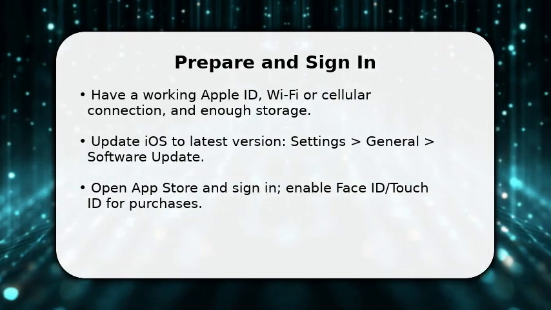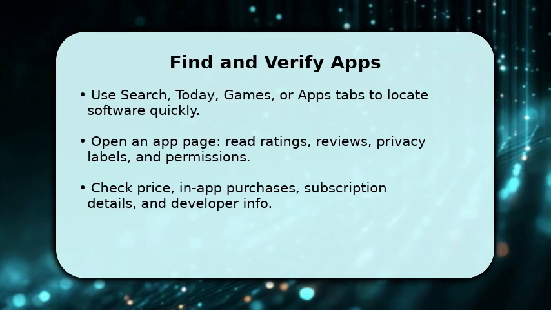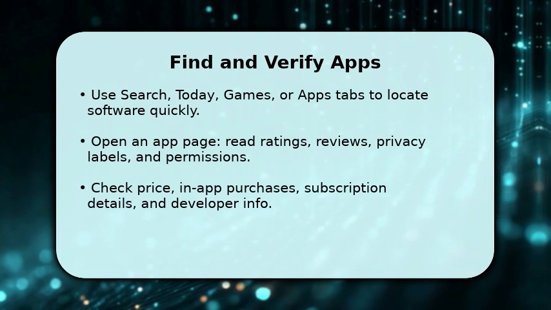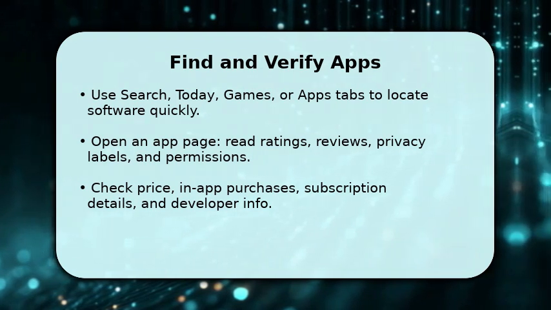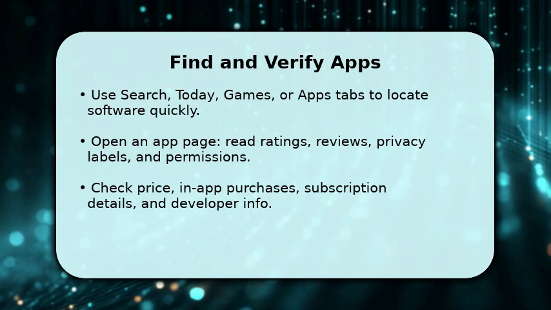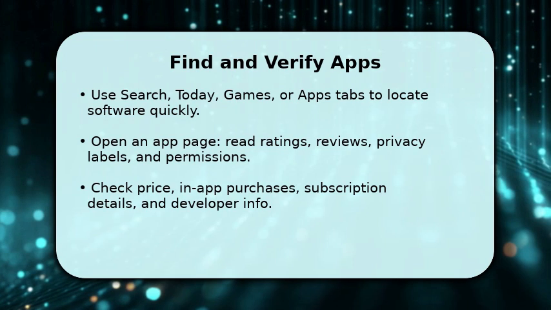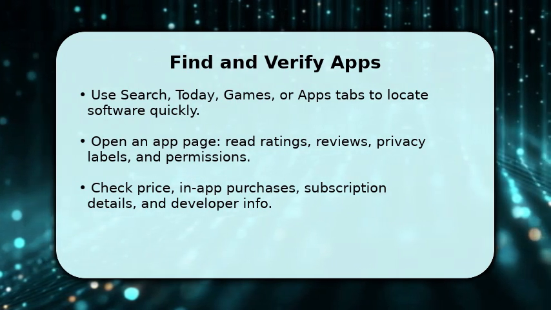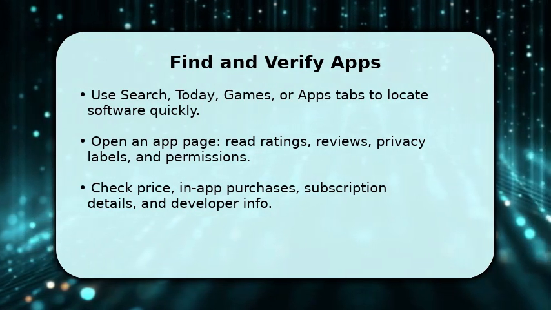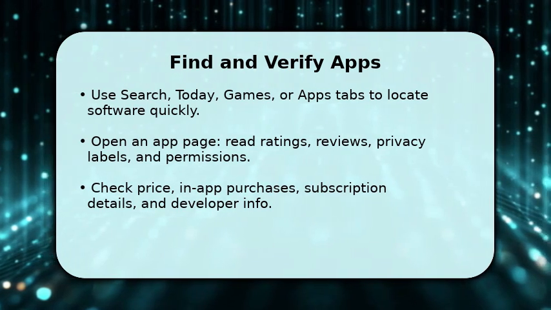Move to searching next. You'll now locate and vet the app carefully. Use the search tab for exact names or browse Today, Games, and Apps for suggestions. Once on an app page, read the star rating and a few recent reviews to assess reliability. Check the privacy labels and the permissions the app requests so you know why it wants access. Also review price, in-app purchases, subscription terms, and the developer name. When you understand what you're installing and why, tap Get or the price to begin authentication.